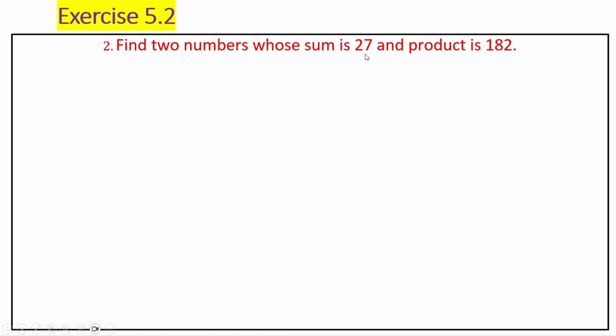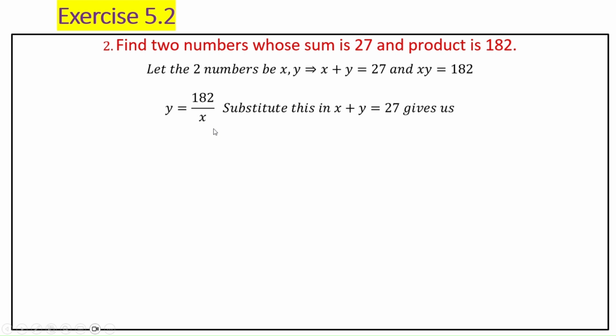Next. Find the numbers whose sum is 27 and product is 182. Okay. Let the two numbers be x comma y, then x plus y equal to 27 and xy equal to 182. Now you substitute y equal to 182 by x in the first equation. Replace y. Then this will give x plus 182 by x equal to 27, which means x square plus 182 equal to 27x, or the quadratic equation is x square minus 27x plus 182 equal to 0.